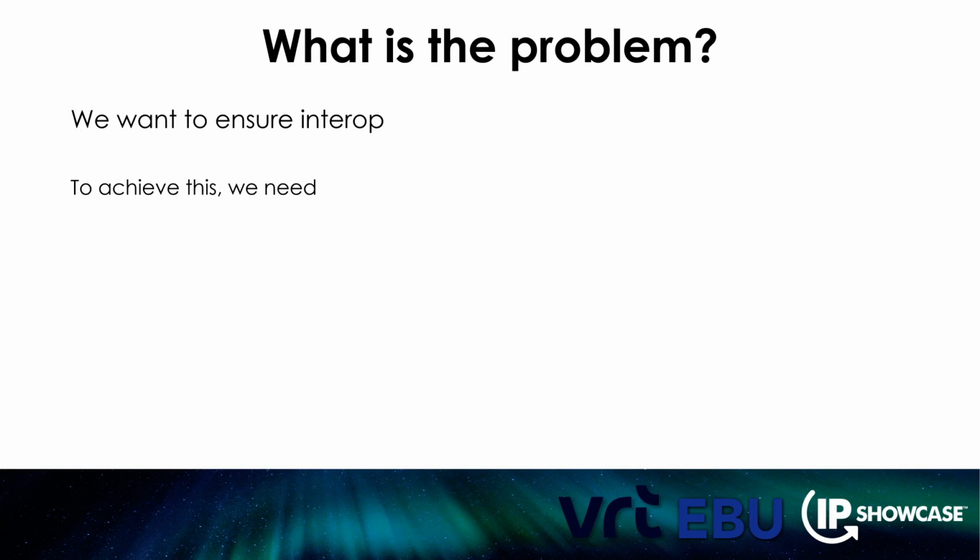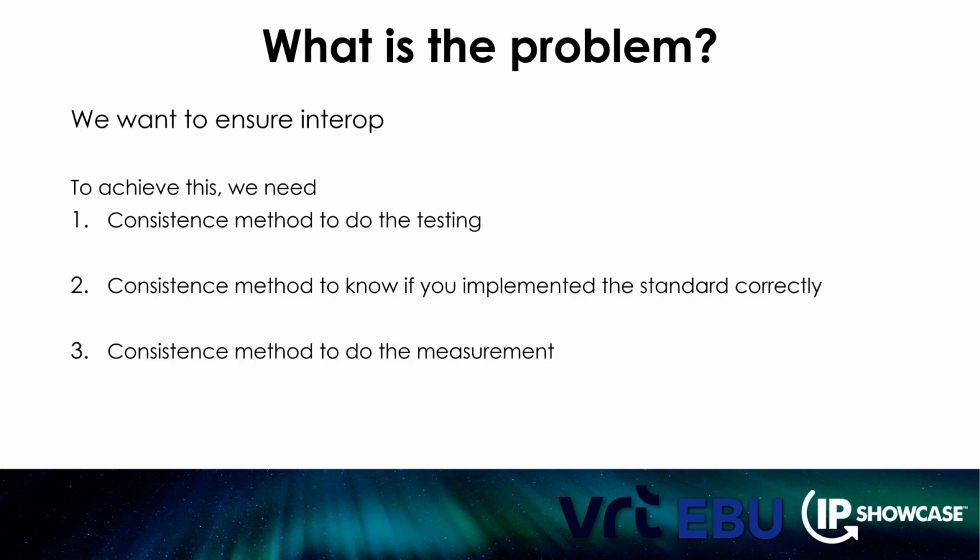This is part of a wider effort to make interoperability easier, not to make it better, right? We will make it better eventually. So the vendors are working on it, the users are asking for it, but can we make it easier? And so we thought that to achieve this goal, we need to have three pillars, right? So the consistent method for testing the implementations, the method to understand that the standard is implemented correctly, and the method to do the measurements. And they're all kind of interconnected.